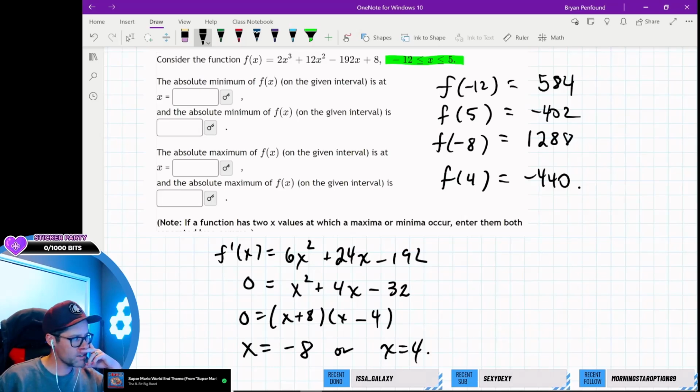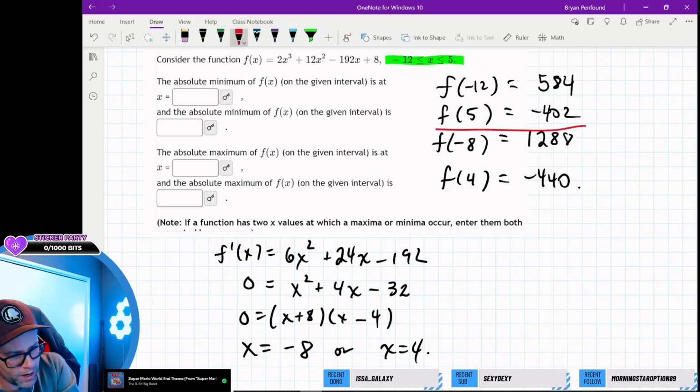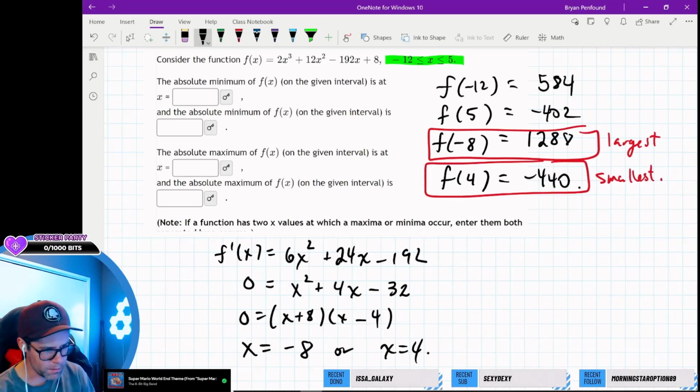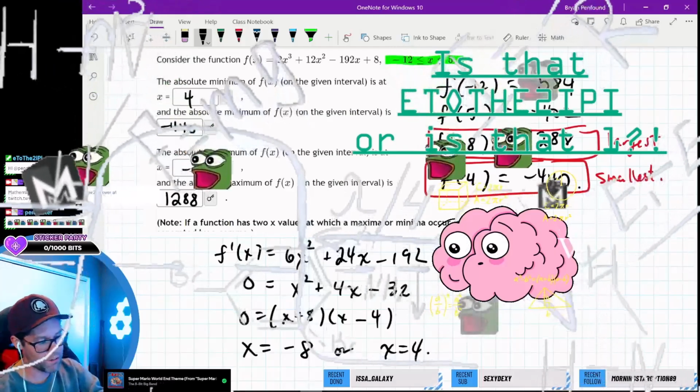So what's the biggest and what's the smallest y value that we get? It looks like the biggest y value happens here. And it looks like the smallest y value happens here. So our absolute maximum happens at 1288. That's when x is equal to negative 8. And the smallest y value output we get is negative 440. And that looks like it happens when x is 4.